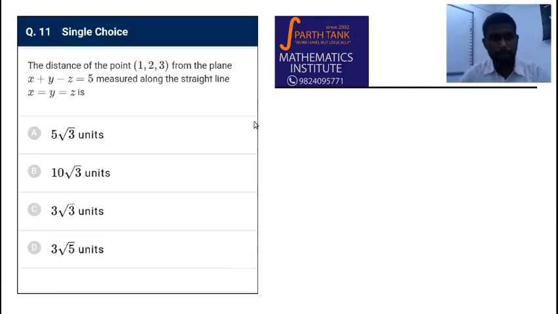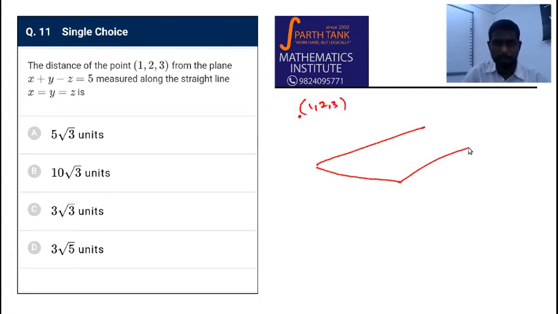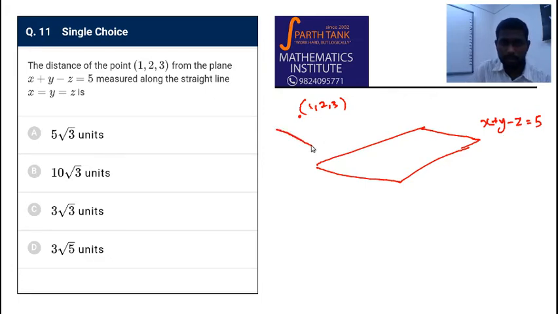The distance of the point (1, 2, 3) from the plane x + y - z = 5, measured along the straight line x = y = z. So there is a straight line x = y = z. In this direction, if you measure the distance of this point from this plane, what is it going to be?